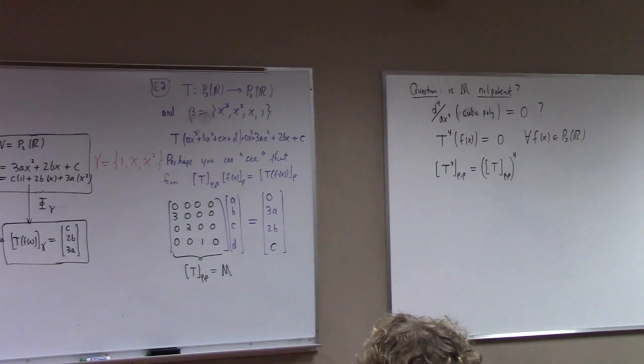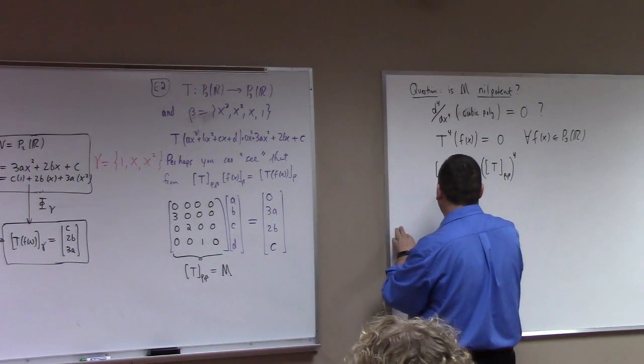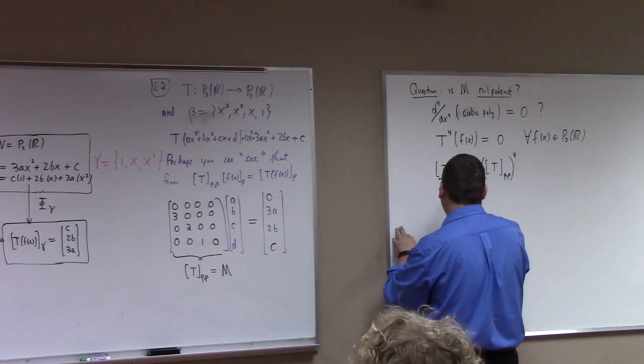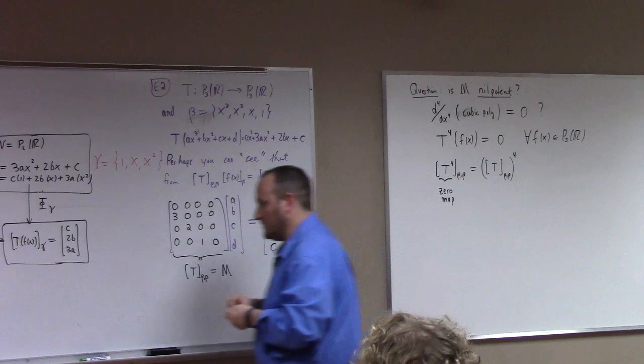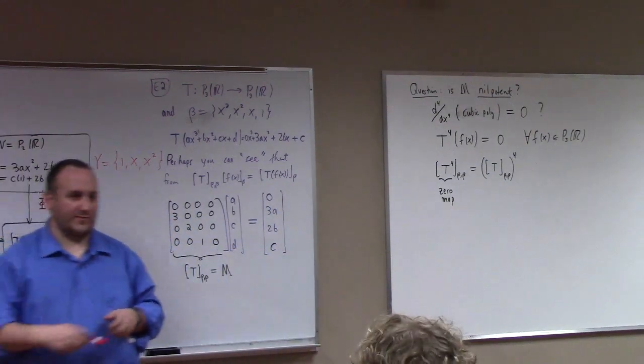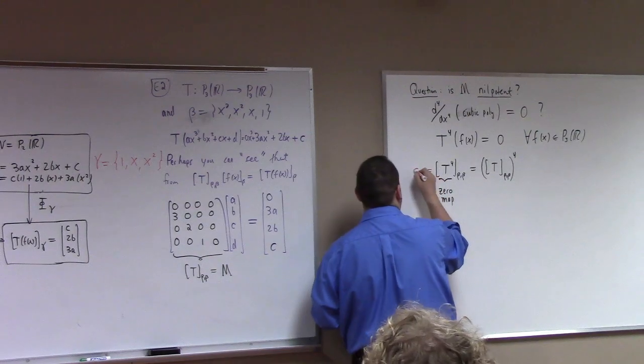And so, since we know this is the 0 operator, right? This is the 0 map. If you'll allow me this short manga-style calculation. Anyway, this is the 0 matrix, yeah?